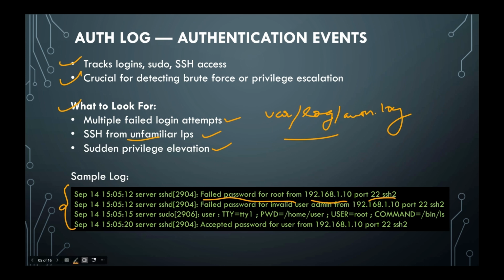And what are the detection tips for it? Look for multiple failed login attempts followed by a successful login. This could be a sign of a brute force attack. Failed sudo attempts could indicate an attacker trying to escalate privileges. SSH logins from unfamiliar IP addresses or countries are often suspicious, so consider implementing geo blocking or two-factor authentication for SSH.